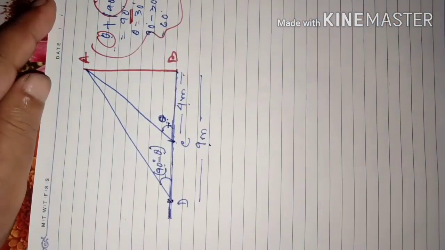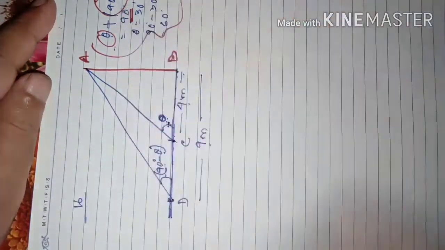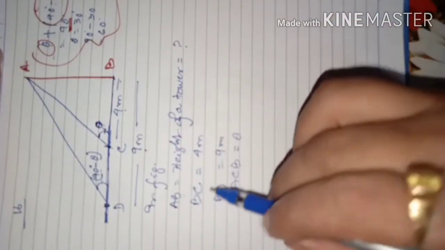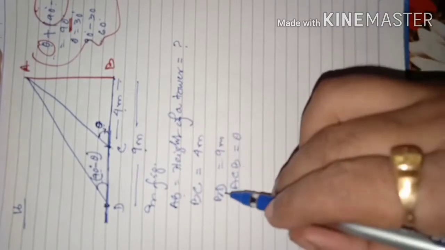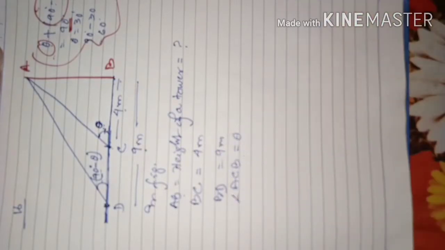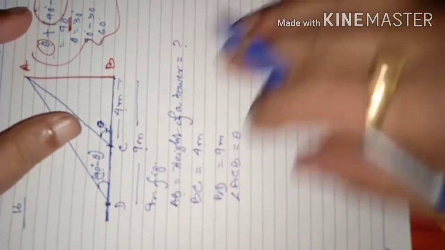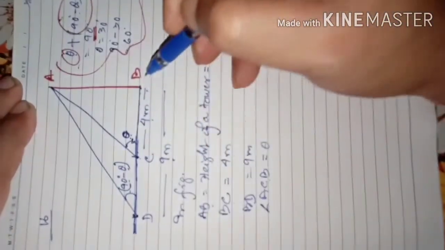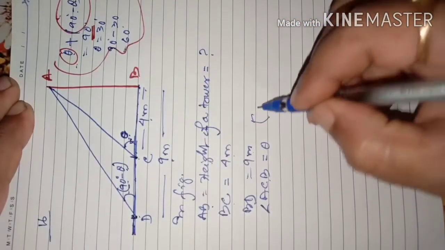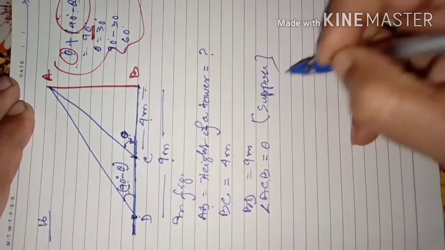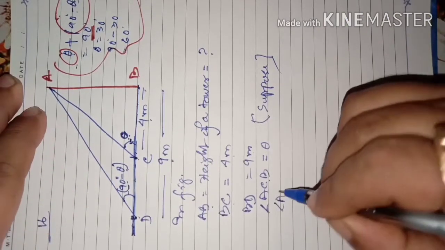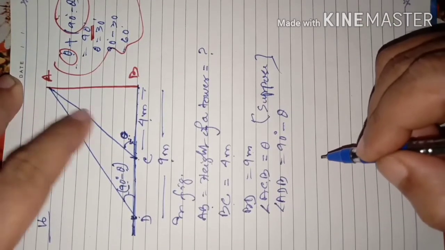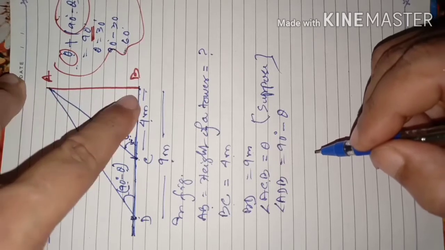AB is the tower here. Every time, we have to write what is given. AB is equal to the height of the tower, BC is equal to 4 meters, then BD is equal to 9 meters. Angle ACB is theta. Angle ADB, suppose, since the value is not given, we take theta. And ADB is the complement of this one, 90 degrees minus theta. So now AB is the tower, and we have to prove that AB's height is 6 meters.